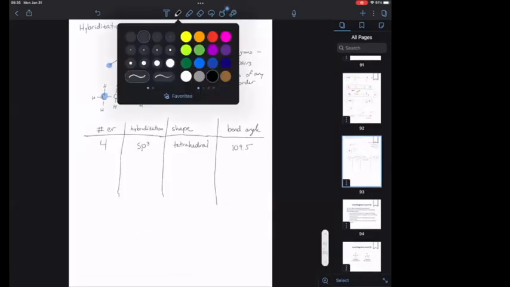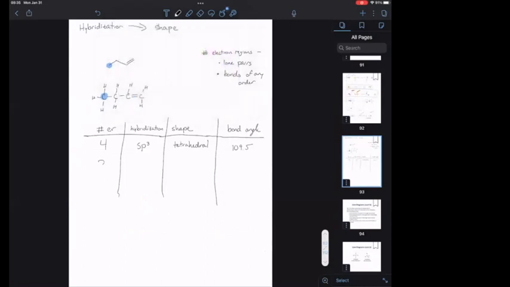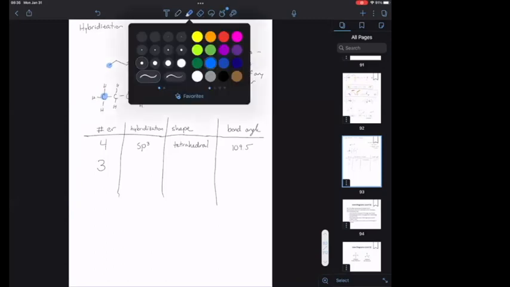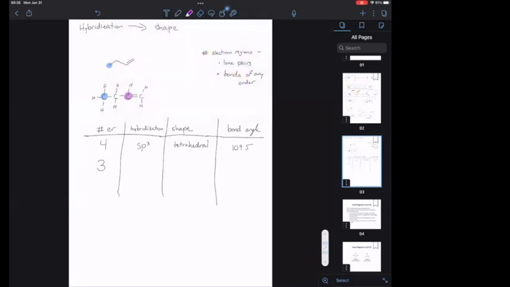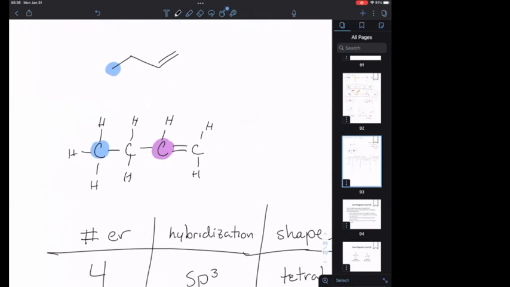If the number of electron regions is 3, as for example is the case with this carbon, because again, bonds of any order just count as 1 electron region. So we have 1 bond here, this would be the second one, and then this double bond counts as a 3rd electron region. All right, so bonds of any order just count as 1 electron region.